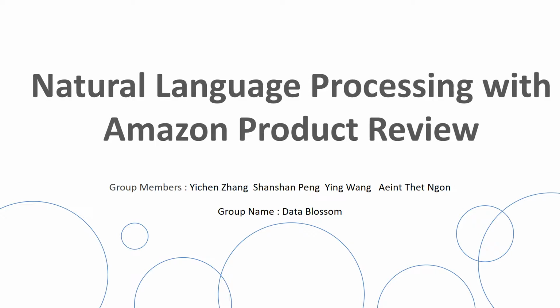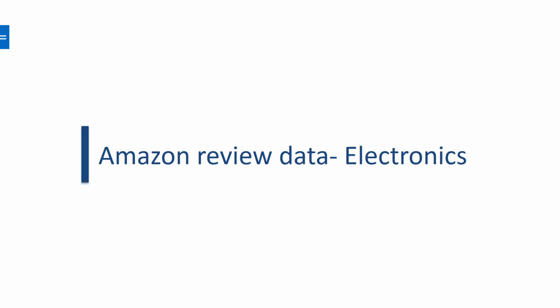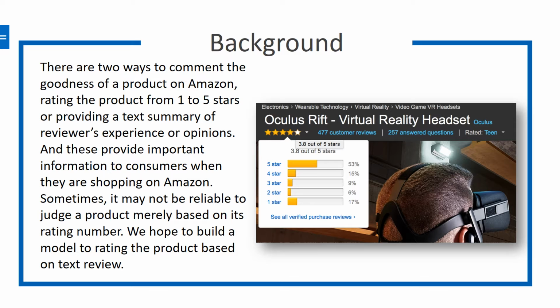I'm going to talk about what we are going to do in the project and what we have done for now. Our group is going to use the Amazon Product Review data to do natural language processing, and we decided to use the electronics category.